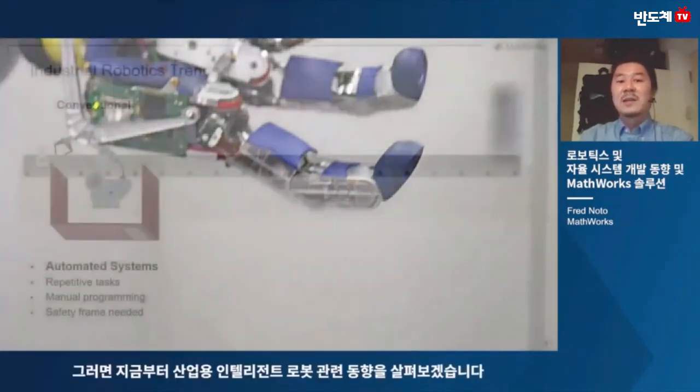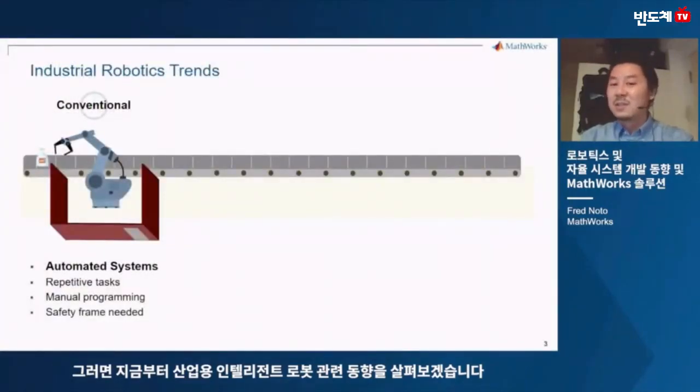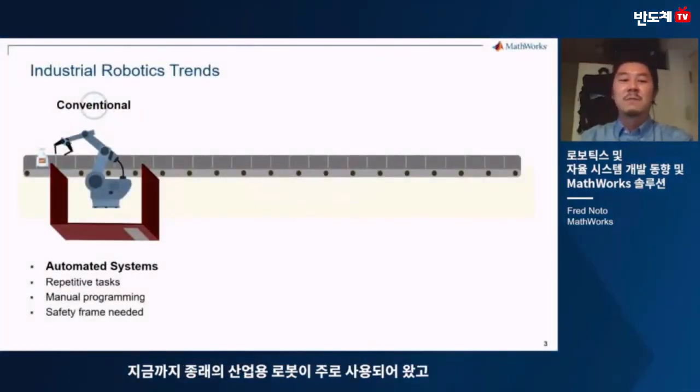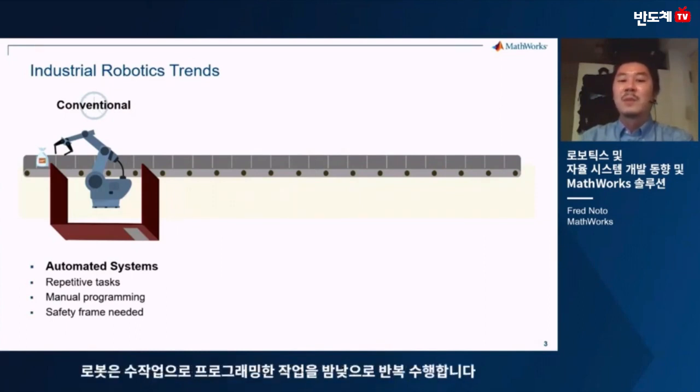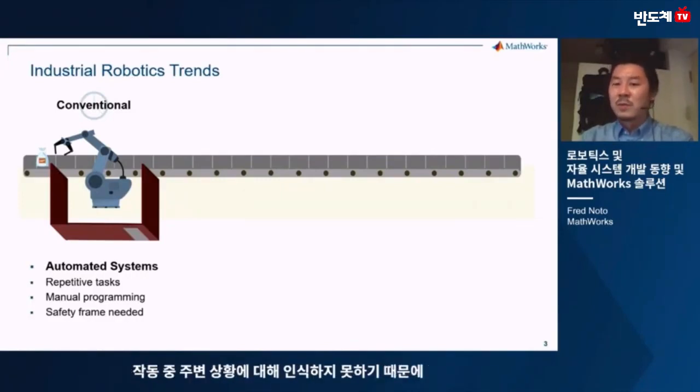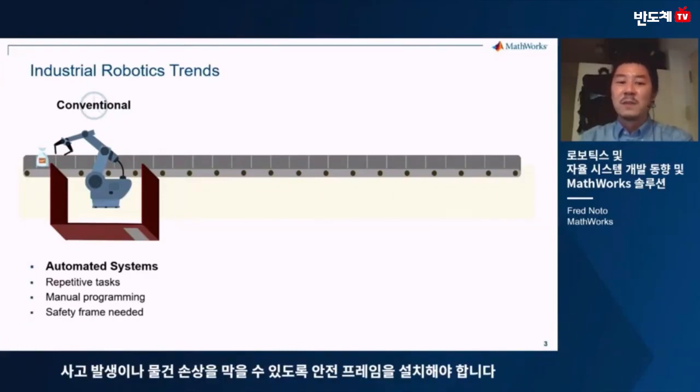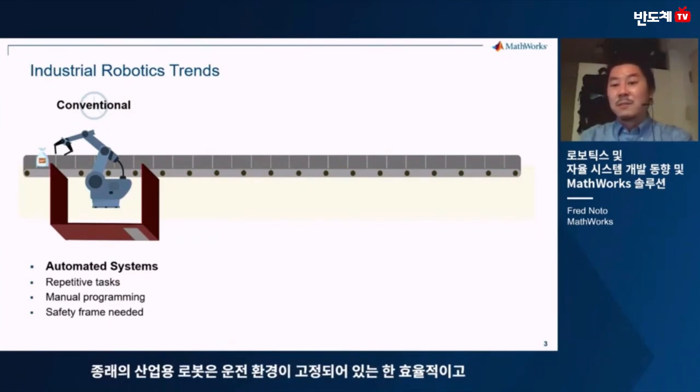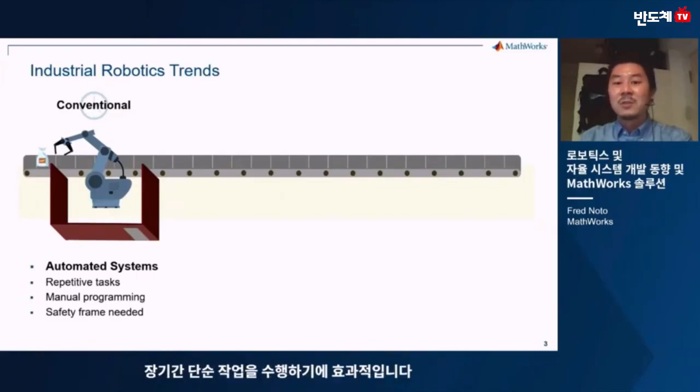Now, let's take a step back and look at the trends toward intelligent industrial robots. Until now, conventional industrial robots have been mainly used, and these robots can be considered automated systems. They execute repetitive tasks throughout the day and night, and the tasks are manually programmed. They're unaware of their surroundings when in operation, so a safety frame is needed to prevent injuries or destroying objects. The conventional industrial robot is efficient as long as operating environments are fixed, which makes them effective for executing mundane tasks for prolonged periods.